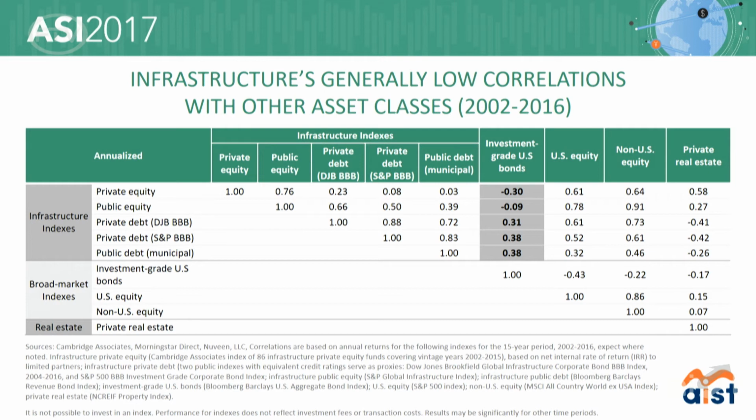And what we see is low correlations to traditional asset classes. In this case, we happen to run it against U.S. equities, the S&P 500, also U.S. investment-grade bonds. We looked at non-U.S. equities, and we looked at private real estate. And what we saw were, once again, attractive diversification potential for adding all 4 categories of infrastructure.